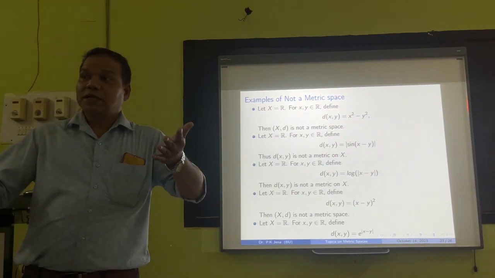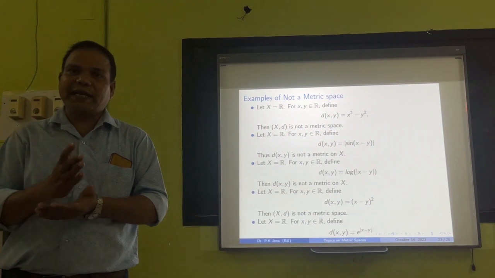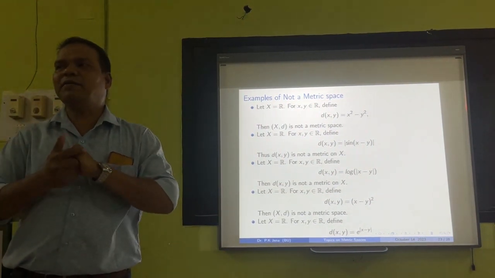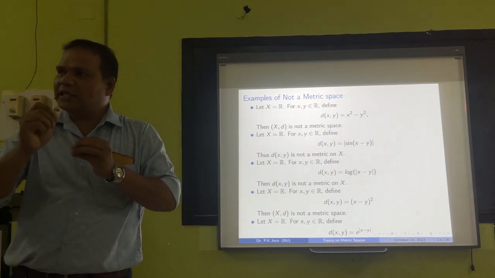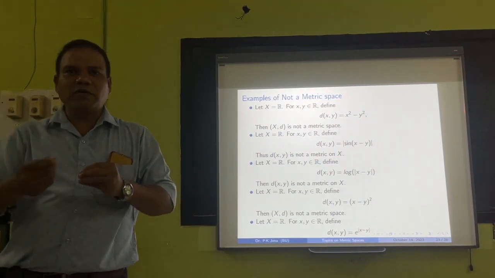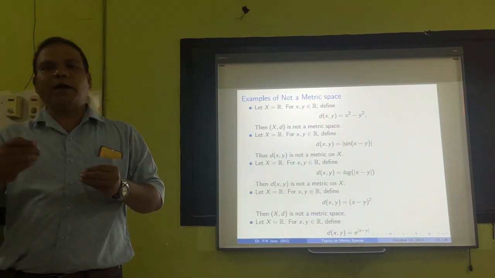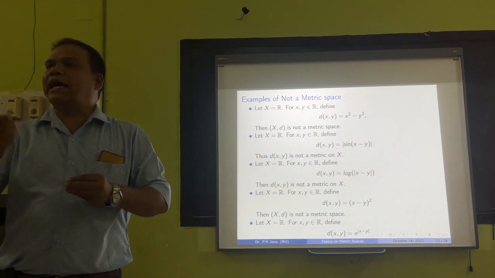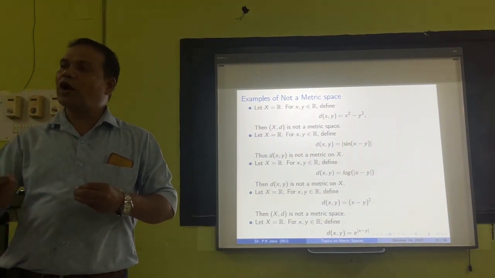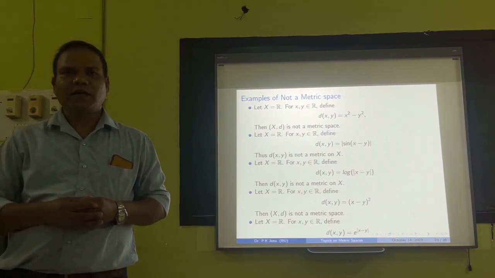Suppose, as I was telling earlier, you are defining a metric on any non-empty set by your own choice. Not that it will be a metric. It should satisfy all four properties. d(x, y) greater than or equal to 0. d(x, y) is equal to 0 if and only if x is equal to y. And d(x, y) is d(y, x), and the triangle inequality: d(x, y) less than or equal to d(x, z) plus d(z, y), for all x, y, z belonging to the capital X.